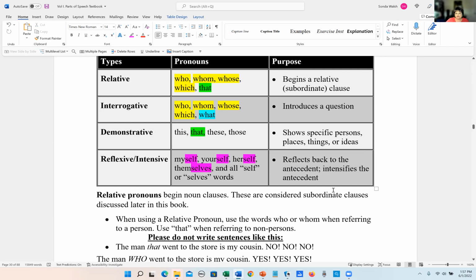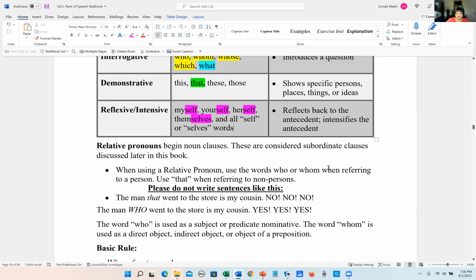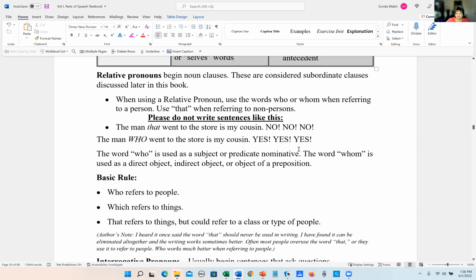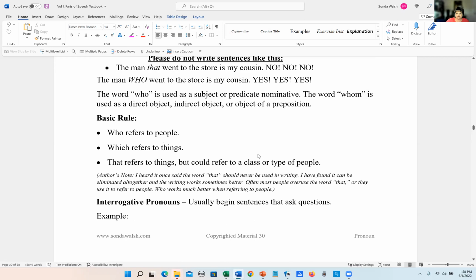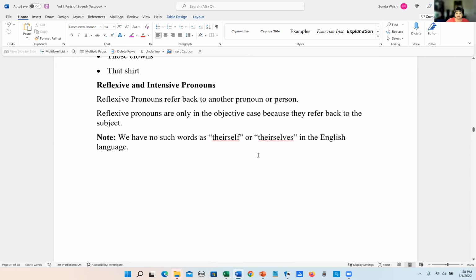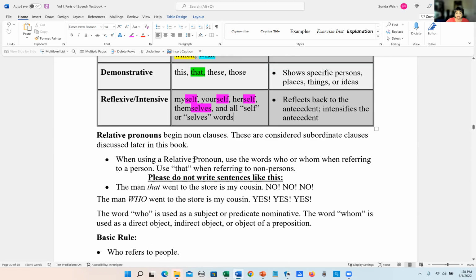Okay, and the purpose of these are to reflect back to the antecedent, and we learn the antecedent is the one that the pronoun is talking about, or to intensify the antecedent. Okay, so let's look back again. We'll go over all these in a little bit. So see, we've got this far to go, and then we'll do some exercises. So a relative pronoun begins a noun clause, and I talked to you about that a little bit, but we'll learn this in depth in the next book.